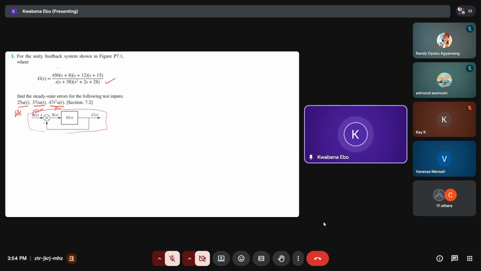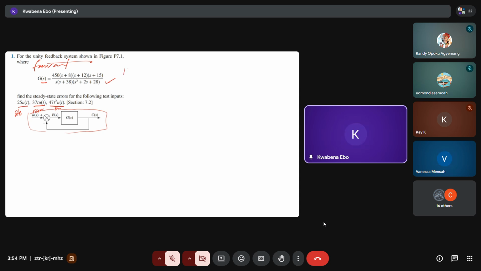But even if they had not drawn it, they would say for the unity feedback system with, and that would be the forward transfer path. So we've been given this, and we are finding the steady state errors for all of them.